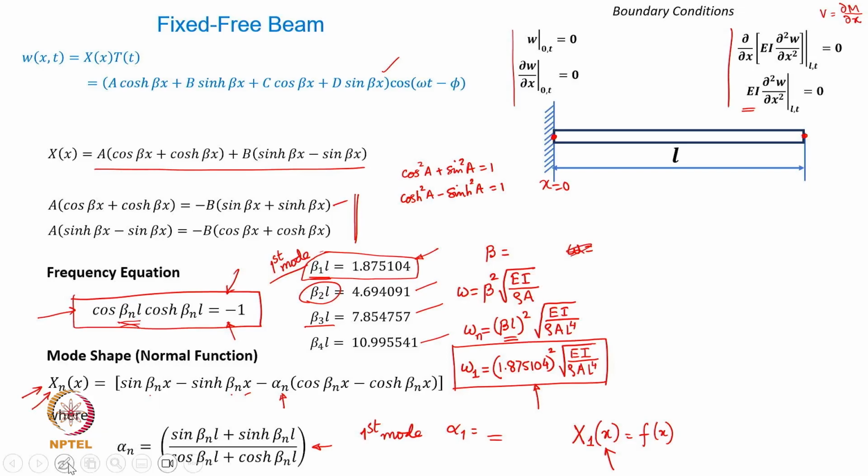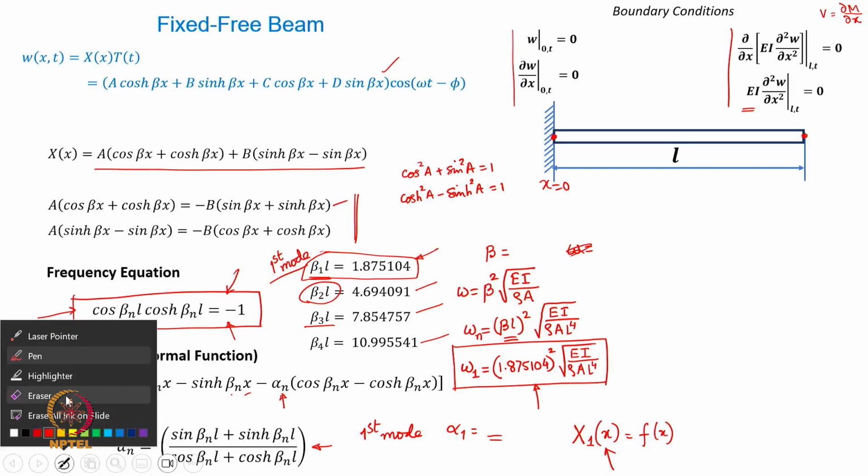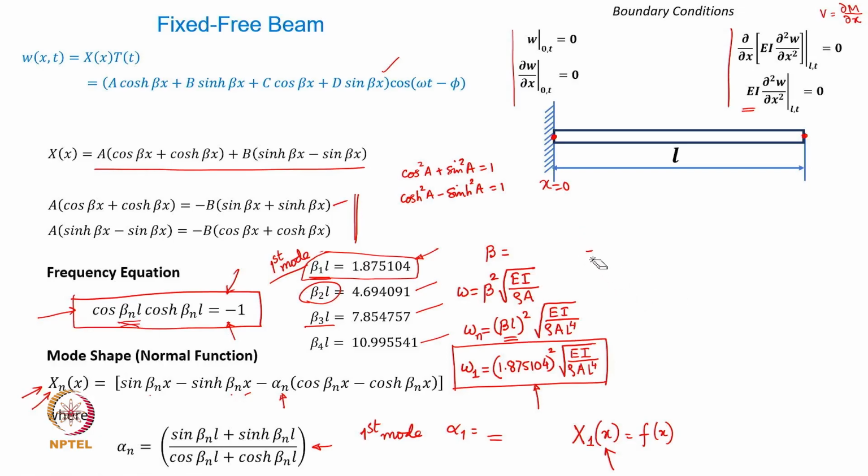And those will be looking like what? Yeah, so those will be looking like these. So the first one is going to look like this. As expected, at its root, the value of the response is always going to be 0, and the maximum response you obtain at the free end. The second mode would look like this.